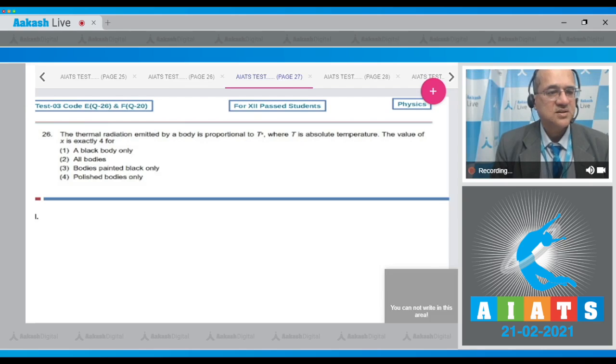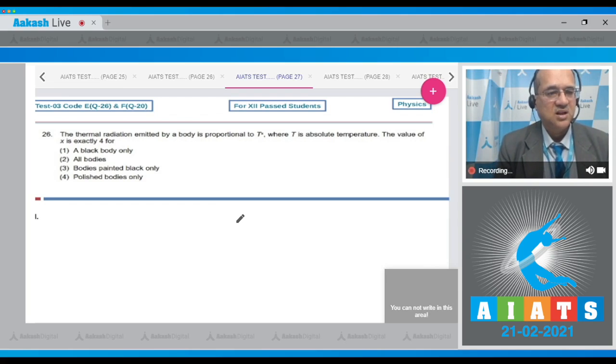Question number 26: the thermal radiation emitted by a body is proportional to T to the power x, where T is the absolute temperature. The value of x is exactly 4 for a black body only, for all bodies painted black, and only for polished bodies.